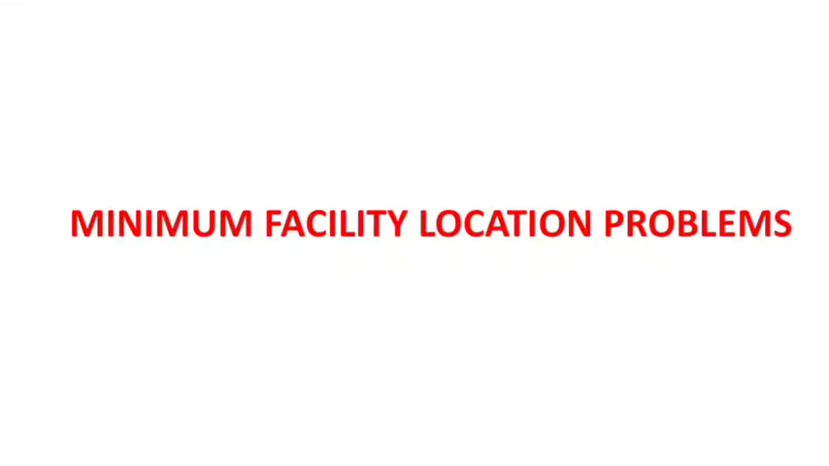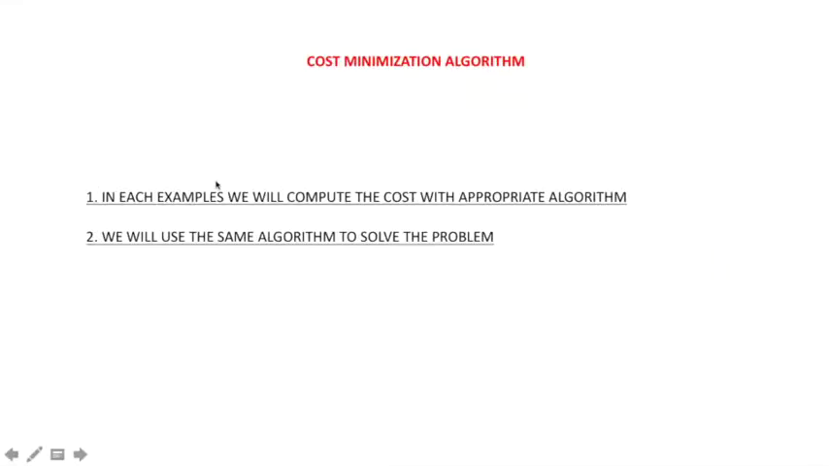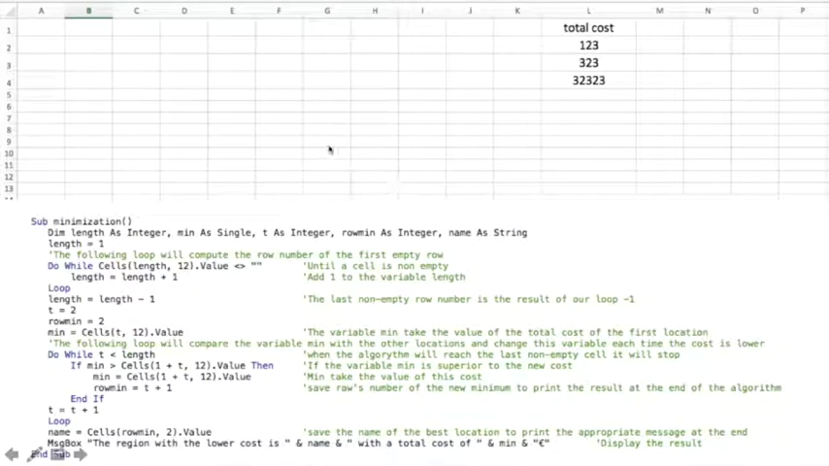First, you have to know that to minimize the cost, we will take into account the transportation cost. In every case, we will have 2 algorithms. First, in each example, we will compute the cost with an appropriate algorithm because each data set is different, and so we will have different costs. And then we will use the same algorithm to solve the problem, to minimize the cost, and I will explain you now this program. This is our program, and in green you can see our explanations.